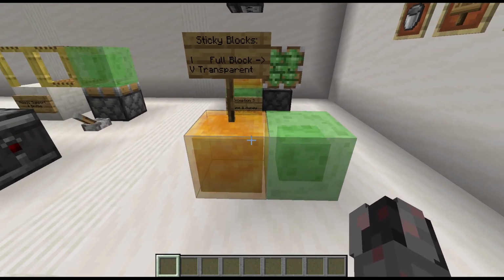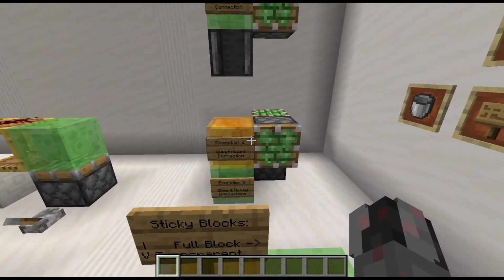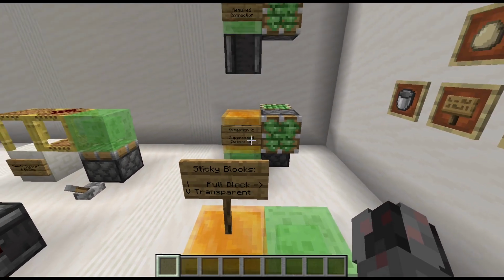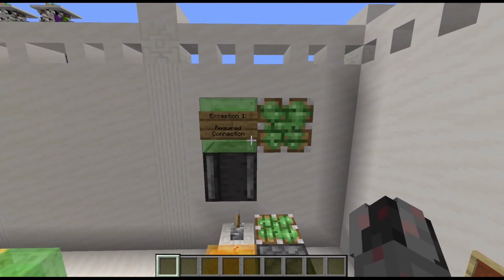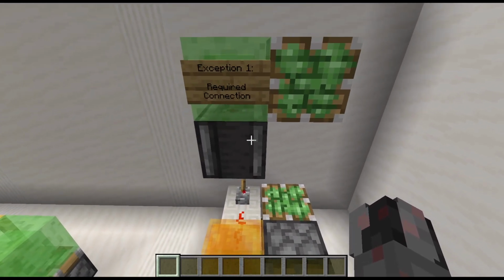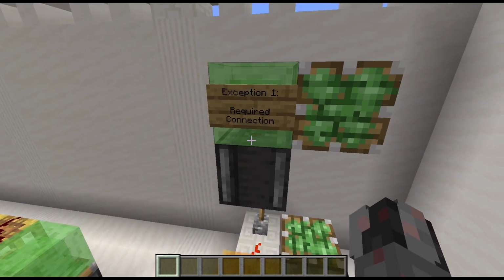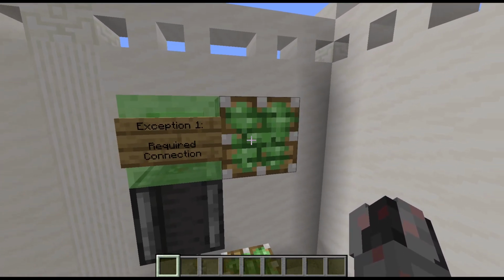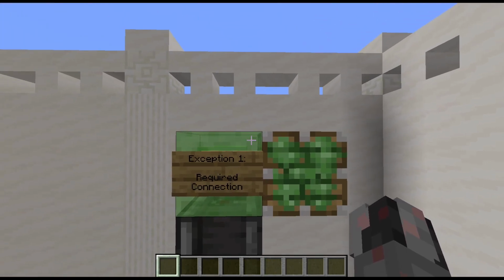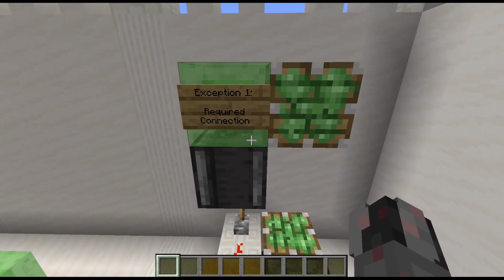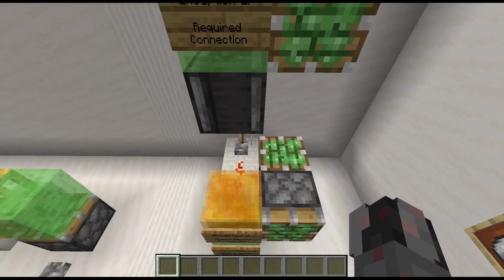In Bedrock, they are both full blocks. This means the connectivity of those two is obviously different, as stated before. So there are some exceptions where you should be careful. First of all, when you have, for example, an observer running into the slime block, which then powers through the slime block this piston here. If I were to replace this with a honey block, this connection gets broken, and the circuitry or the mechanism will no longer work. That's the first exception.